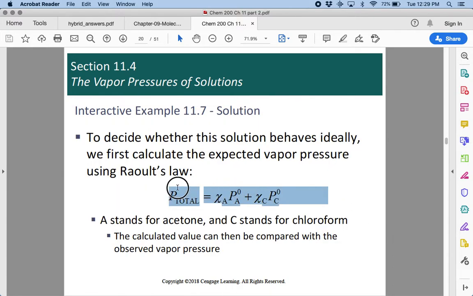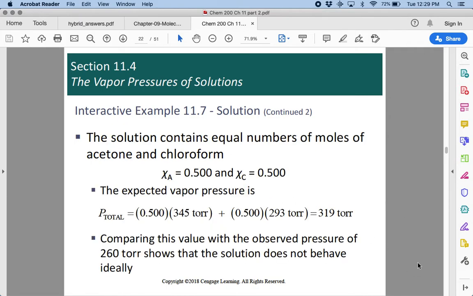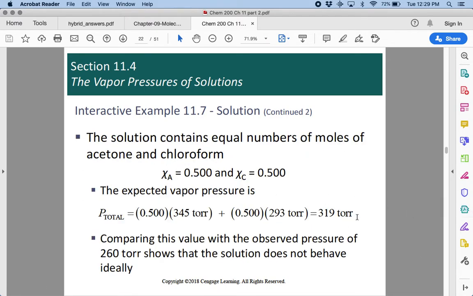Remember that we're going to have to use our kind of tweaked Raoult's law. So again, we need to go through and figure out how many moles of each of the materials we have so that we can figure out the mole fractions. Once we have the mole fractions, we can go through and solve for our total pressure, right, our expected value.